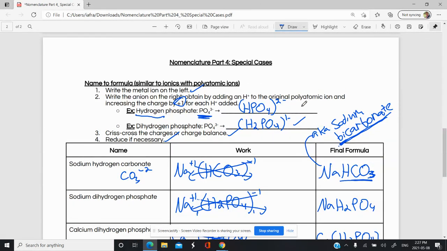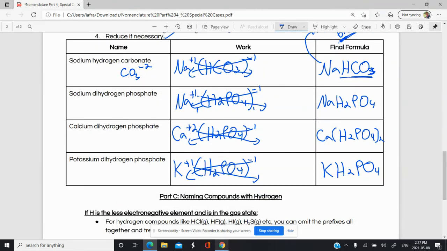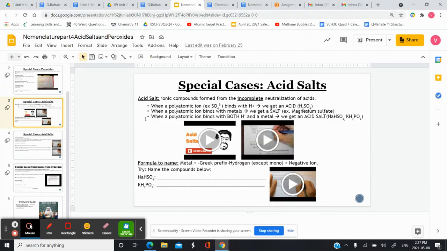So you can try these out to make sure you can write the formulas from the names. The only tricky part really is coming up with the polyatomic ion when you have an extra hydrogen added there, with the proper prefix, of course, and then remembering to reduce as needed, because it does count as a polyatomic ion.